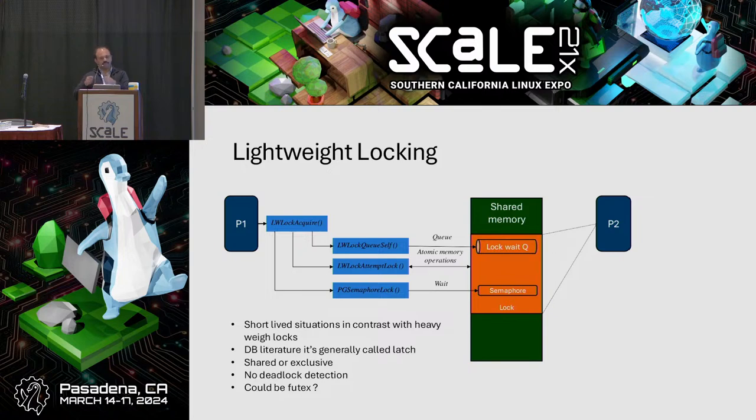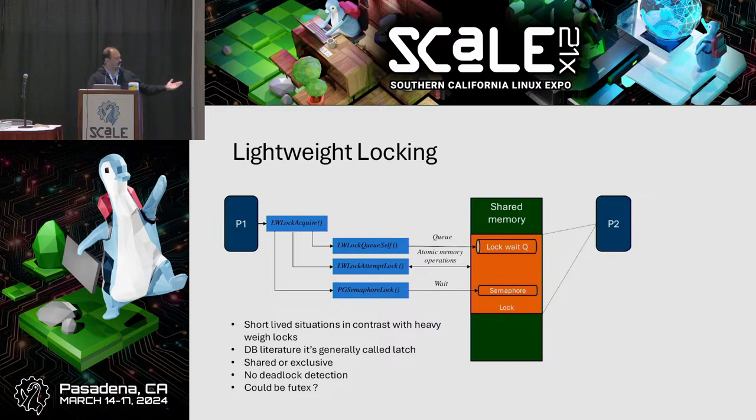If the attempt fails, then you get into what is shown in this picture, the slow path, wherein the process first puts itself into a queue, then it tries to lock again. If it doesn't work, it'll wait. And in Postgres, currently, we use semaphores to make sure that all of them are waiting on the semaphore. And when unlock happens, we wake the rest of them up to see if they can lock again.